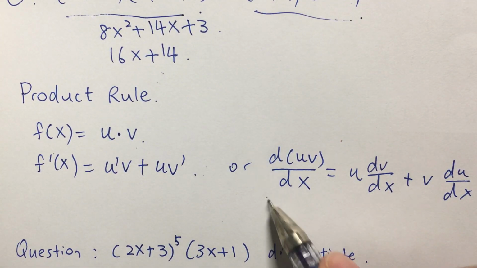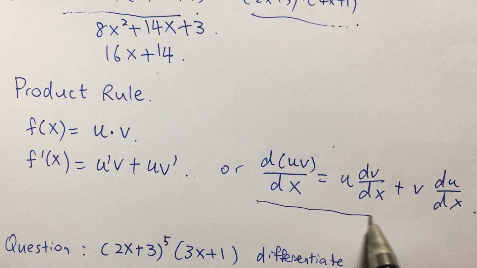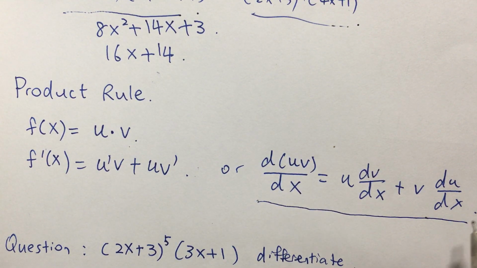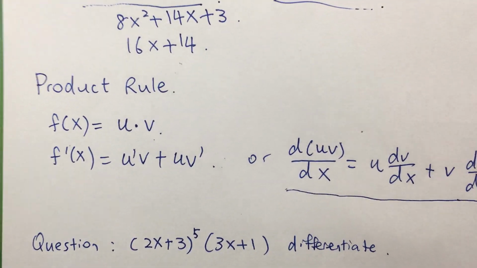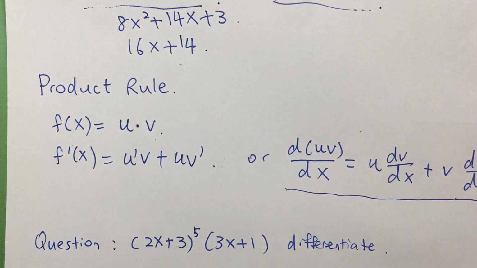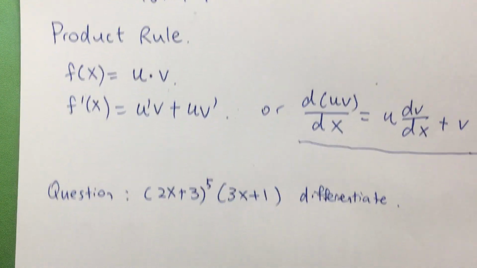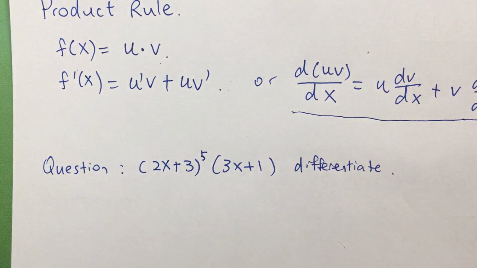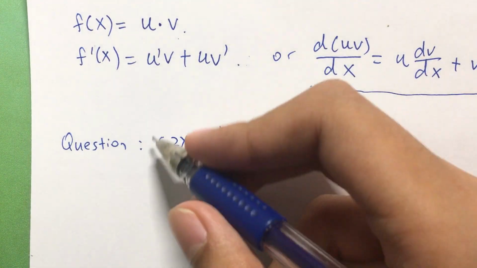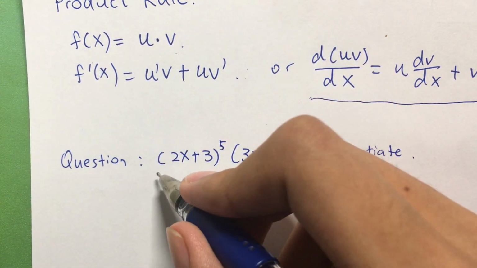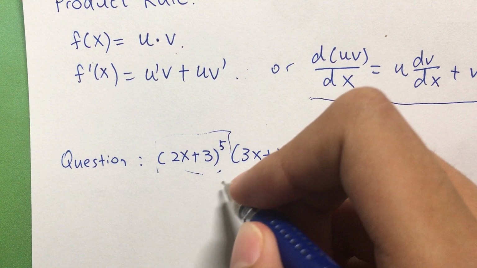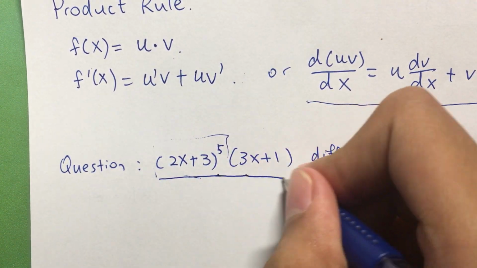Or you can express this by using this form. Is it not very clear? Well, if it's not very clear, let's try a question, then you will find it very easy. So what does u dash mean? U dash means the first part differentiated. So let's do this question.